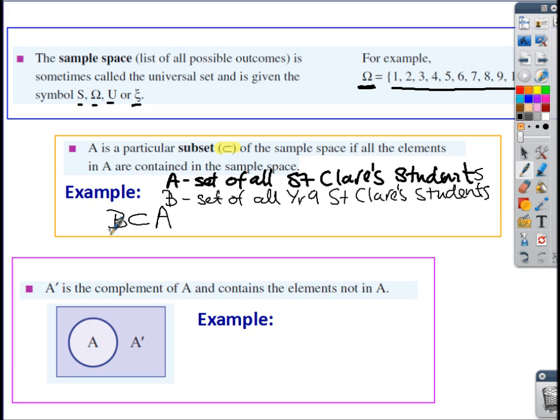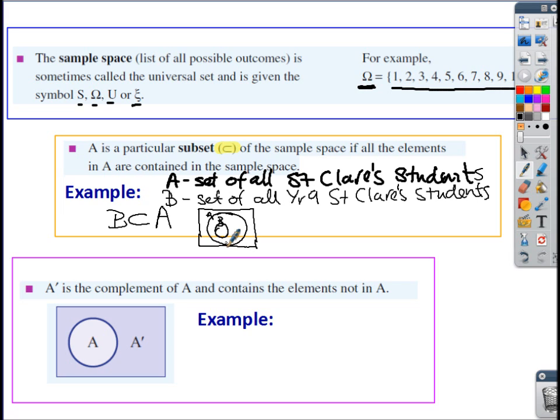Another way that I find is helpful when thinking about subsets is, if you can draw a diagram like this, there's A, the set of all students in St. Clair's, and B, the Year 9 students, is contained within A. That's a way of understanding the idea of a subset.